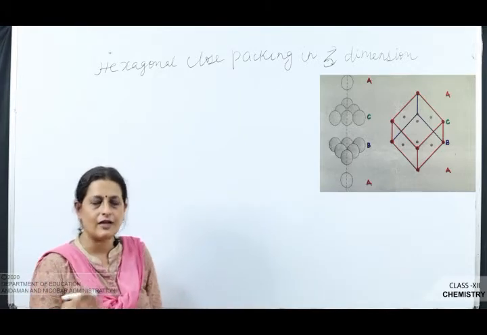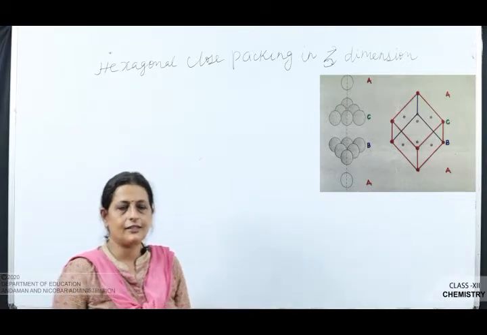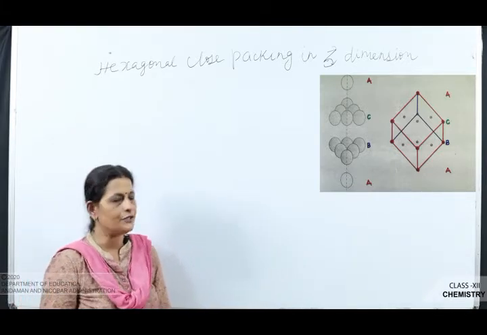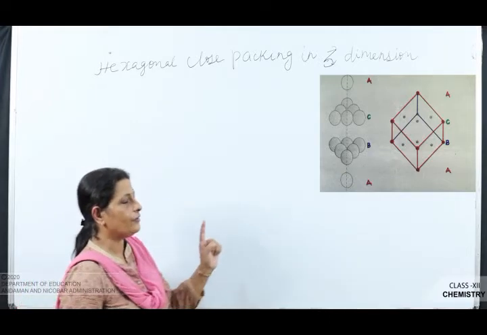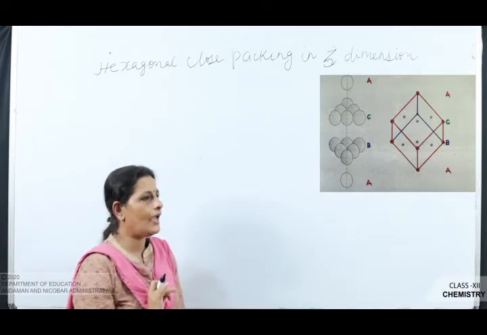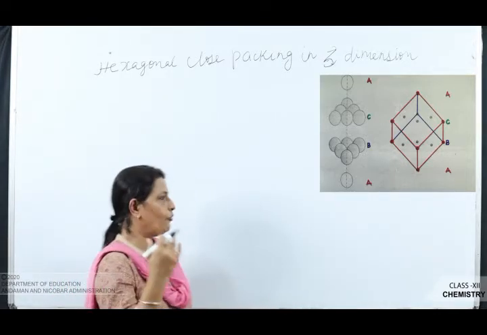Octahedral void. You can also arrange the third layer in the octahedral void. So when the third layer is arranged in the octahedral void of the second layer, you see the figure. Are you getting what is written there? C. C means it's not identical to A or B. That means you are getting a new type of arrangement. So what will you call it? C?